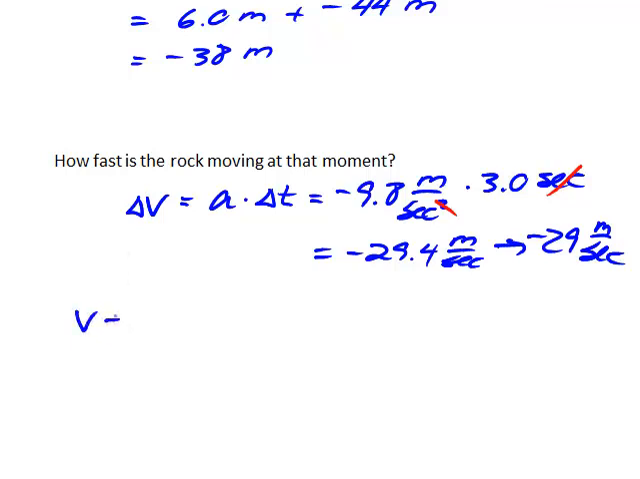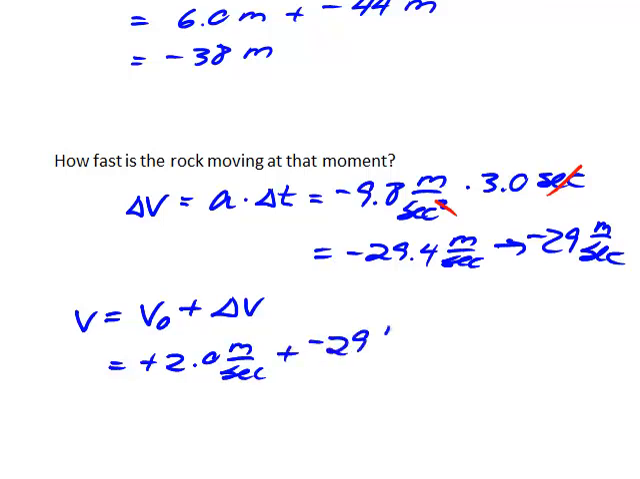Our actual velocity at that moment is equal to the initial velocity plus the change. So our initial velocity was plus 2 meters per second, and we're adding to that a change of negative 29 meters per second. So our final result is 3 seconds after being thrown upwards at 2 meters per second, the ball very quickly came to a stop and is now falling downwards 38 meters below where it started and downwards at a speed of 27 meters per second.